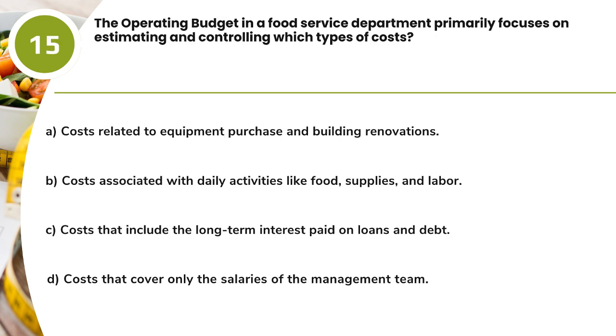Question 15. The operating budget in a food service department primarily focuses on estimating and controlling which types of costs? A. Costs related to equipment purchase and building renovations. B. Costs associated with daily activities like food, supplies, and labor. C. Costs that include the long-term interest paid on loans and debt. D. Costs that cover only the salaries of the management team.